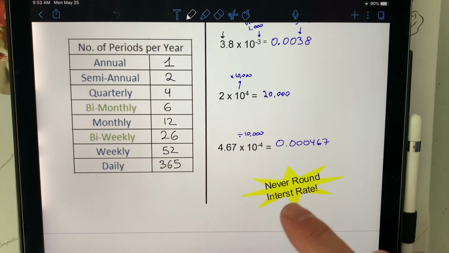And here's a big point. Never round interest rate. Never round interest rate. Let the calculator take all the decimals, because it makes a big difference, particularly when we're investing or doing calculations for a long time. So just a little change ends up being a big change. So we never round interest rate. We're going to leave it as a fraction, very likely.